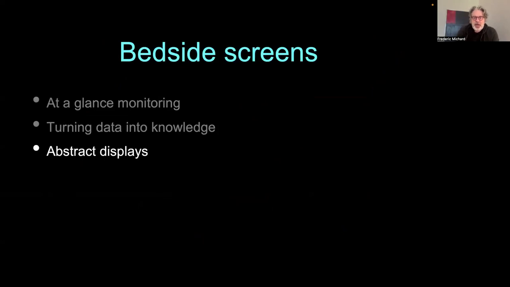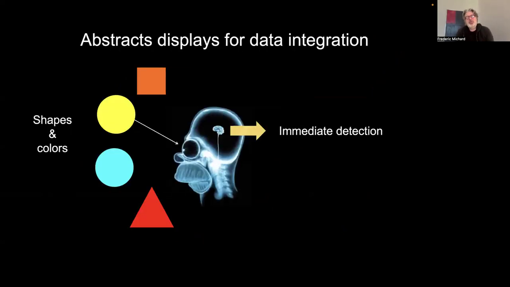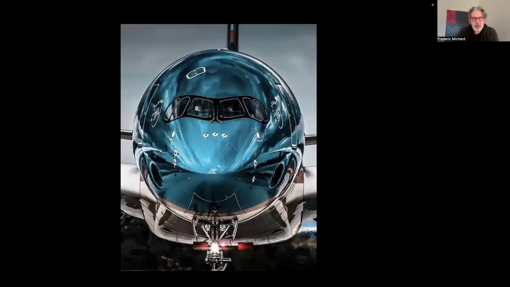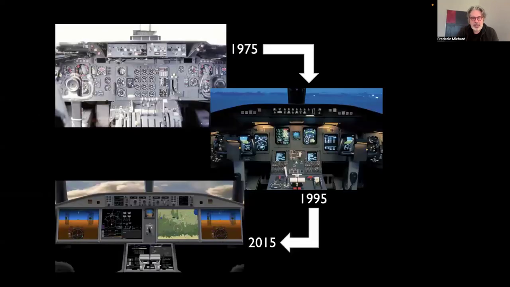A few words about abstract displays. So another way to integrate multiple data is to design or create a shape with various colors that will be immediately recognized by the human brain. If you have in mind aviation, where safety has always been a top priority, it's interesting to look at the evolution of cockpits. You see from multiple dials to actually a graphical display, images mainly.